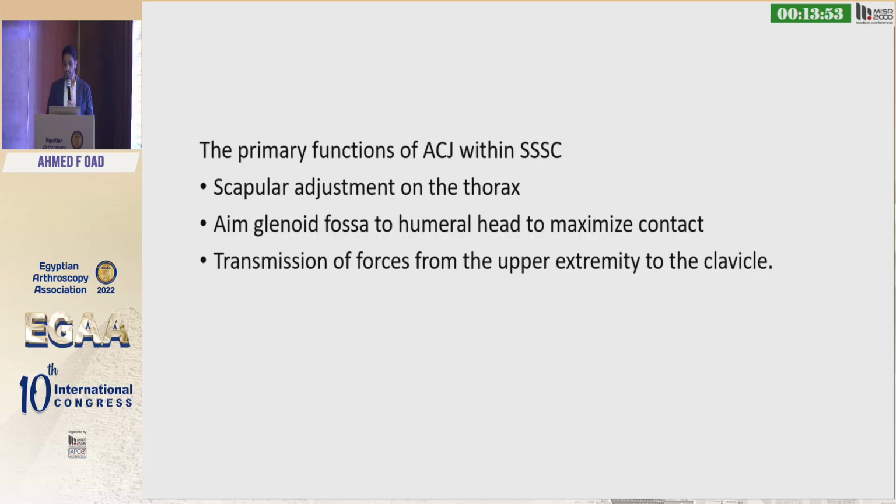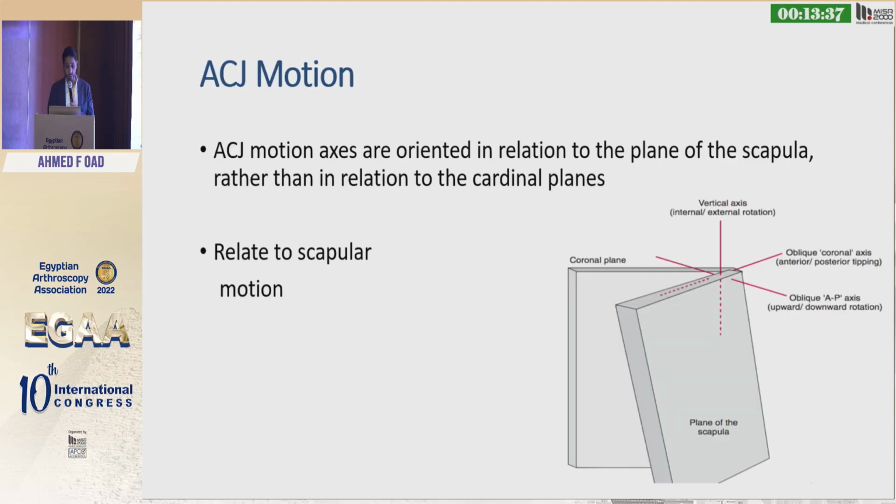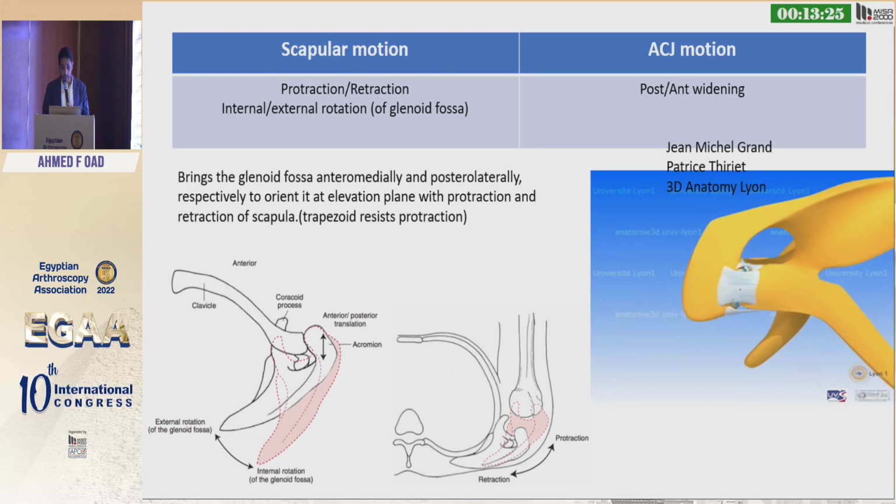The primary functions of the AC joint within the shoulder suspensory complex include the scapular adjustment on the thorax, as well as to aim the glenoid fossa for the humeral head to maximize the contact, as well as transmission of forces from the upper extremity to the clavicle. The AC joint motion is actually not related to the cardinal planes, it's related to the plane of the scapula and should always be coupled to the motion of the scapula.